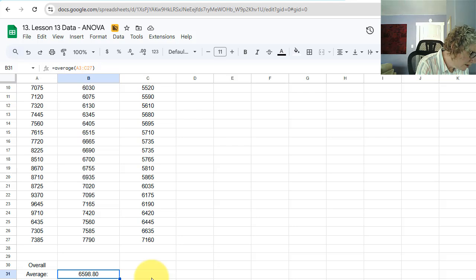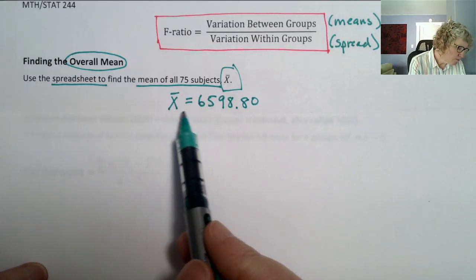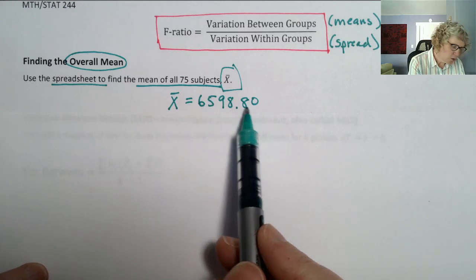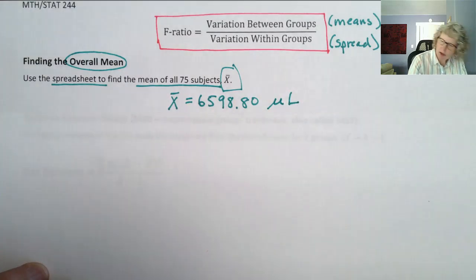Usually, there's really not a difference between using a capital X bar and a lowercase x bar, and you've probably noticed it goes back and forth in my open math. I never know which one to use, but in this case there is a difference. So I've got my x bar equals 6598.8, and these are microliters.